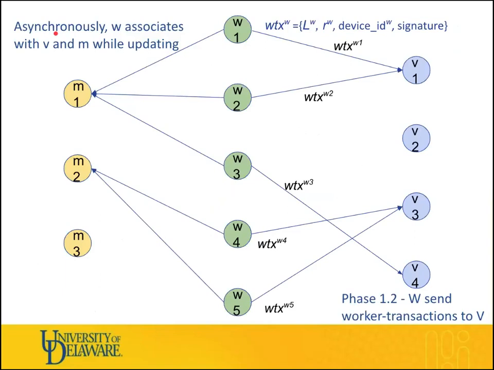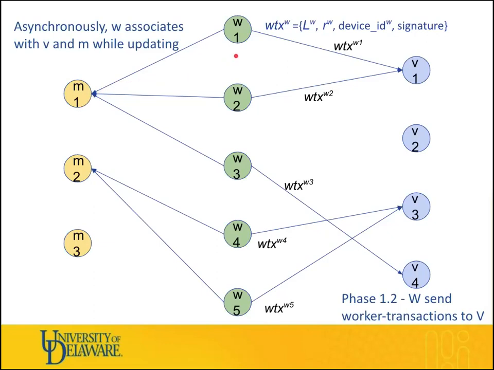Also, asynchronously, a worker should associate with a validator and a miner at the beginning of a communication round, assuming all the devices know each other's IP addresses. This association can be random, or the worker can test the connection strength between all the validators and itself, and choose the validator that has the fastest link speed to associate with. And the same association method goes for miners and workers as well.